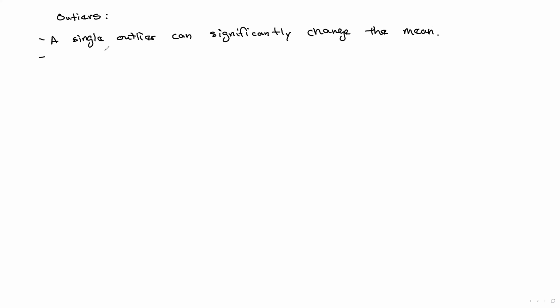So I also have discussed this briefly in other videos, but just for completeness, it's important to note that a single outlier can significantly change the mean. Meanwhile, the median is quite robust. A single outlier just counts for one thing when it comes to finding the center, and so it doesn't tend to affect the median very much. Okay, let's take a look at a couple examples.